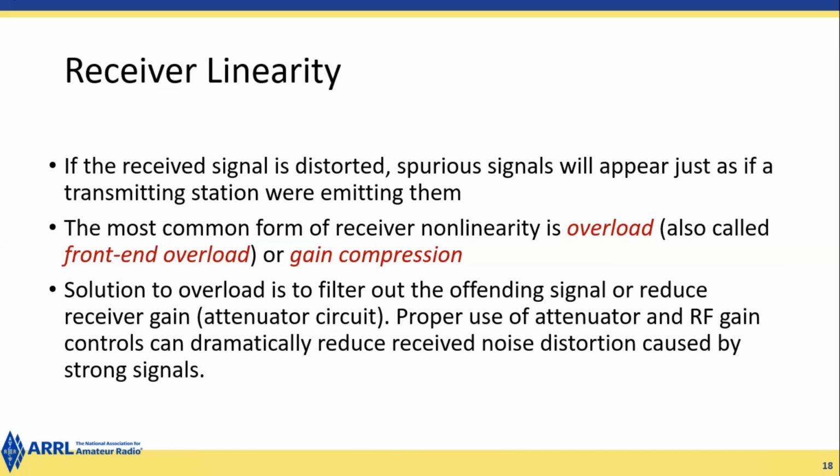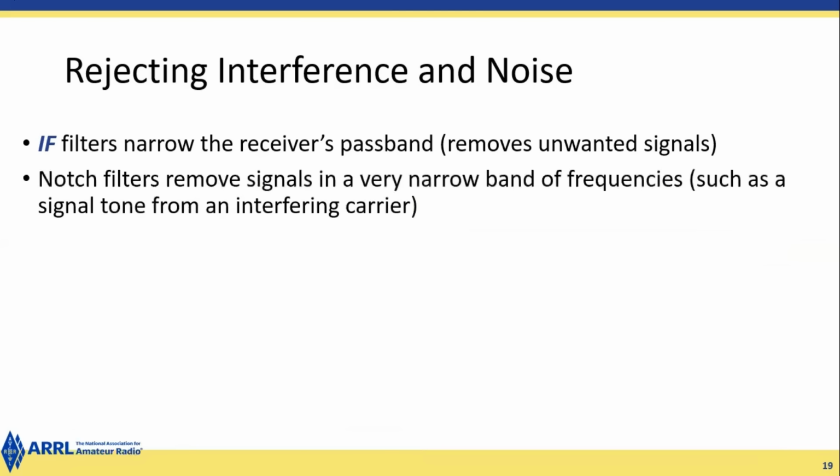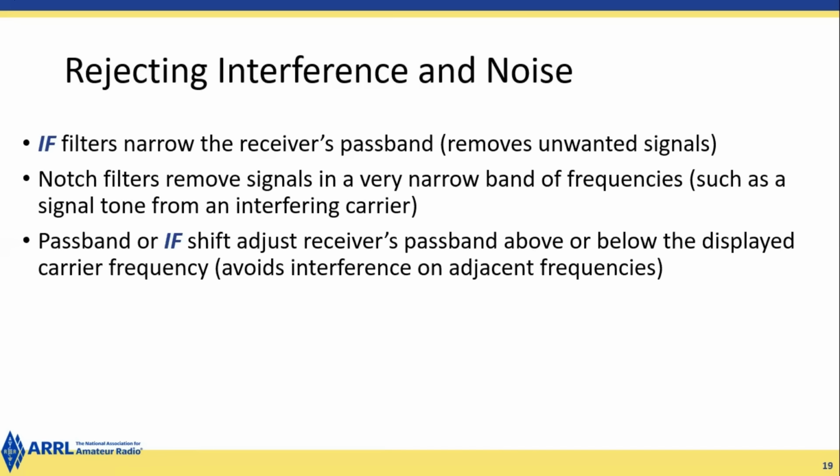IF filters narrow the receiver's passband. They get rid of the unwanted signals. Notch filters remove signals in a very narrow bandwidth of frequency, such as a signal tone from an interfering carrier. A lot of these radios, the newer ones, the notch filters are great. They're usually some kind of a digital form now, and they work well. So get your manual out, figure out how to use this stuff. There's really neat things in these.